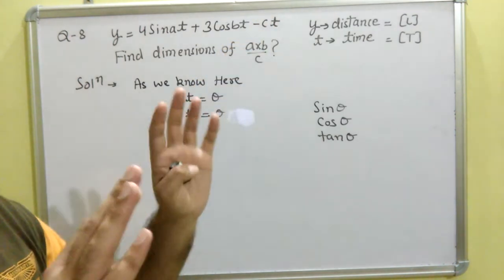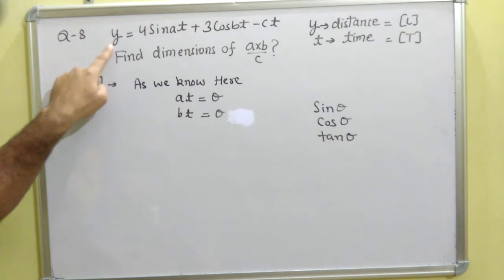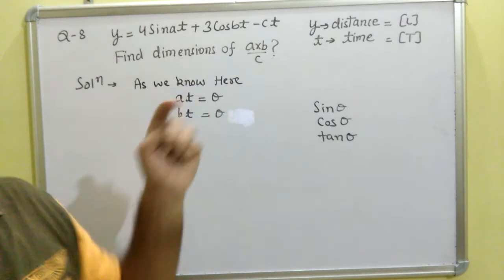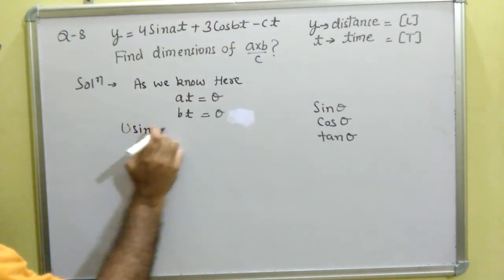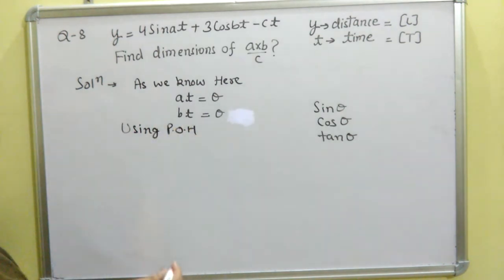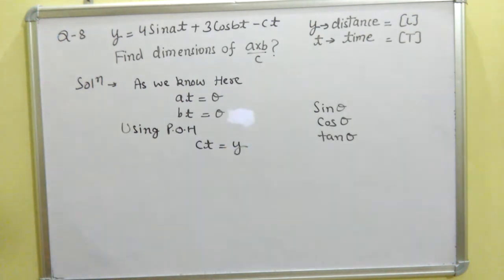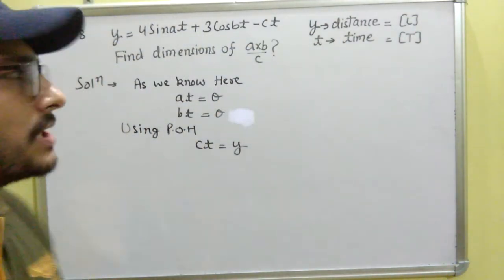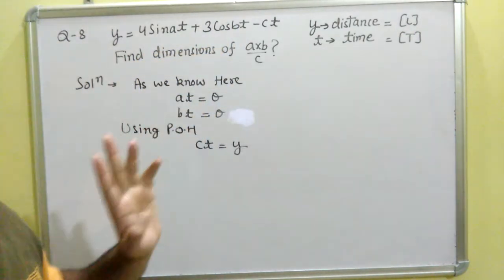For this we can use our usual conventional method of principle of homogeneity. Whatever is the dimension on the left hand side should be equal to the right hand side. On the left hand side we have y, so the right hand side should also be equal to y. So using principle of homogeneity, our Ct will be equal to y. Now we can solve this and we can have our answer. So be very careful whenever trigonometric ratios are involved. Trigonometric ratios carry an angle with them, so this At and Bt will be equal to theta.